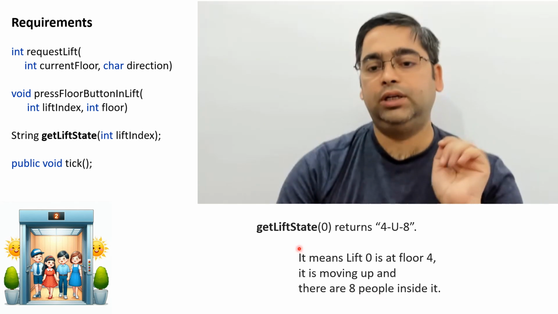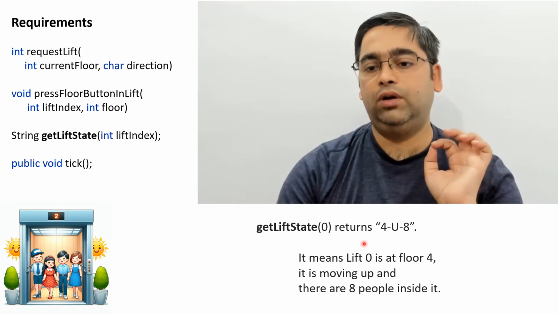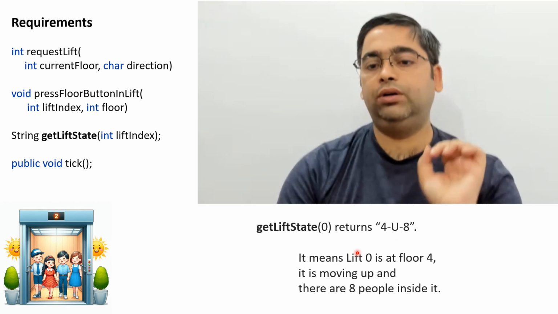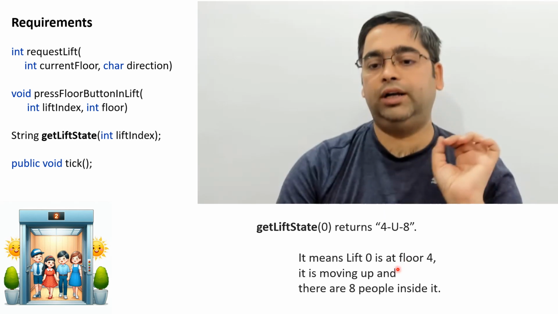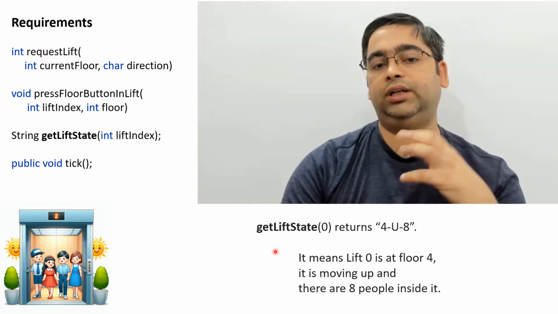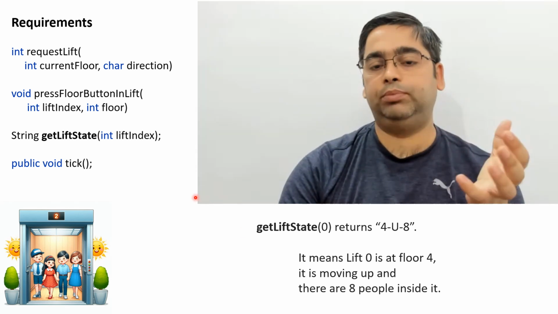So let's suppose get lift state has returned 4-u-8. It means lift 0 is at floor 4, it is moving up, and there are 8 people inside it. So this is how you track or return the state of the lift.